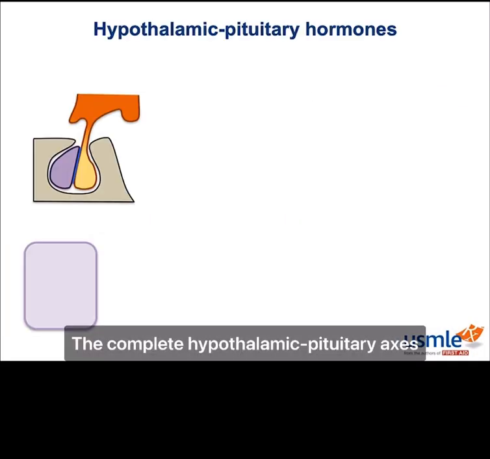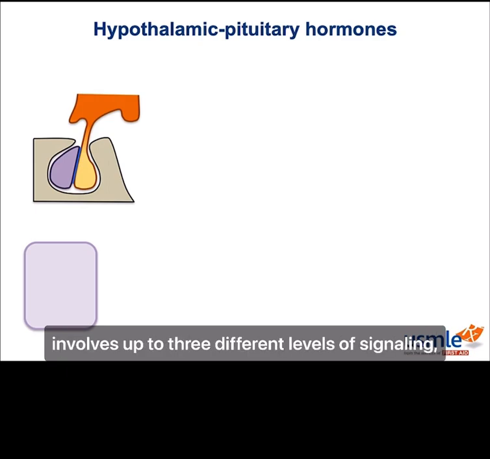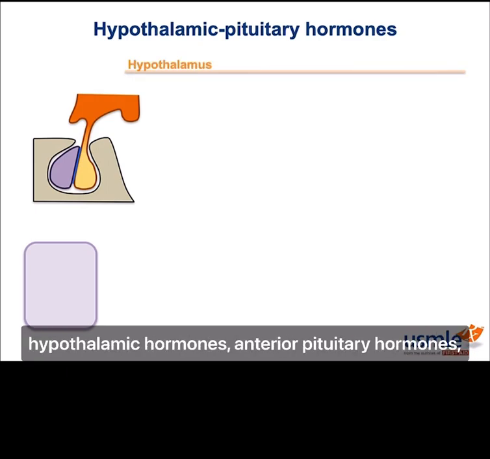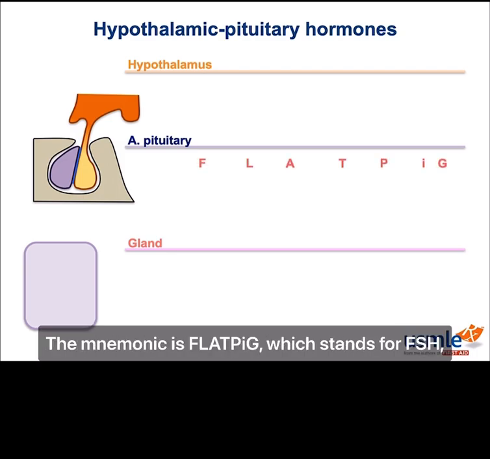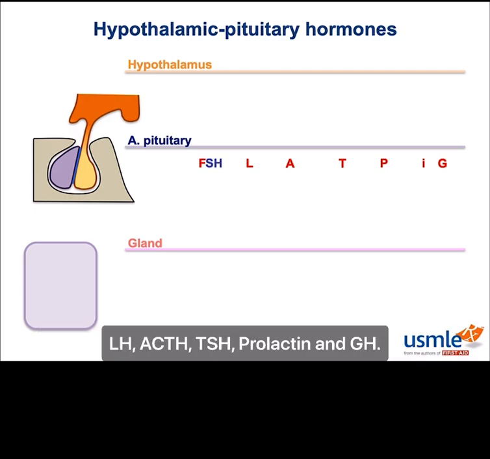The complete hypothalamic pituitary axis involves up to 3 different levels of signaling: hypothalamic hormones, anterior pituitary hormones, and the hormones secreted by the gland controlled by the anterior pituitary. I find it easiest to start off with the anterior pituitary hormones. Remember the mnemonic for those? The mnemonic is flat pig, which stands for FSH, LH, ACTH, TSH, prolactin, and GH.